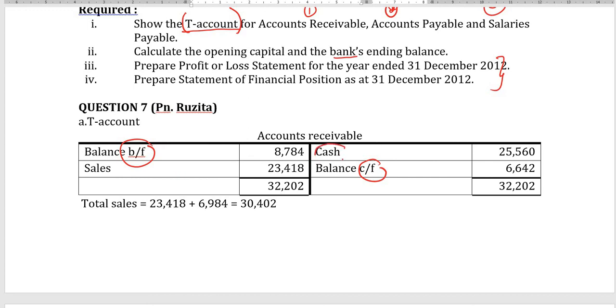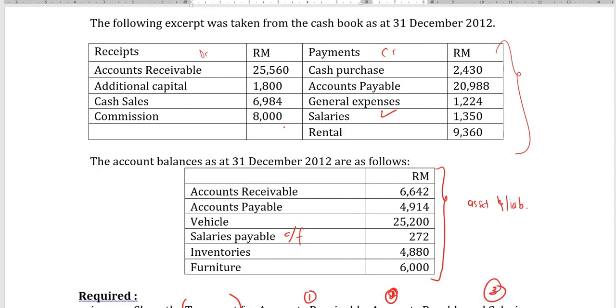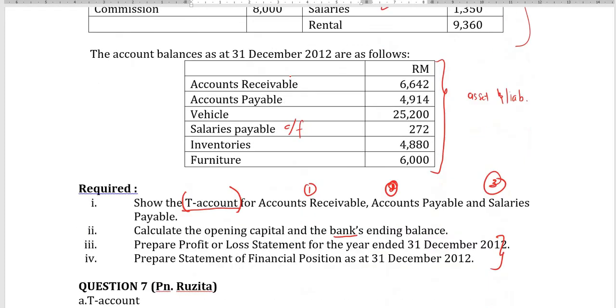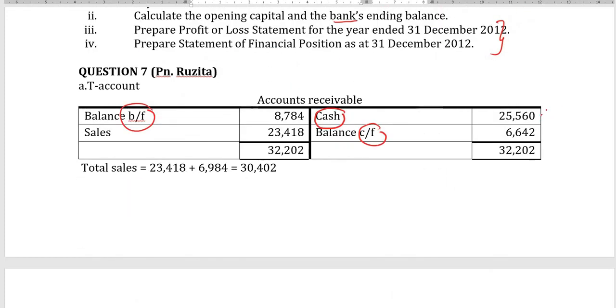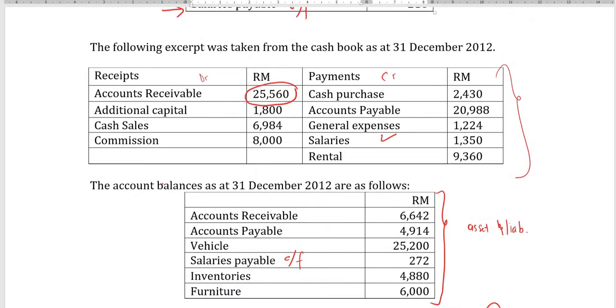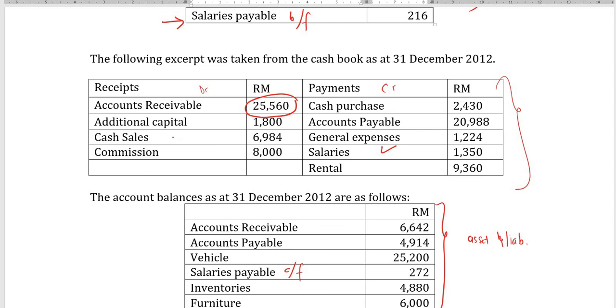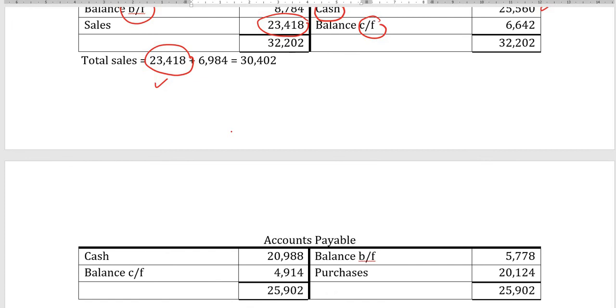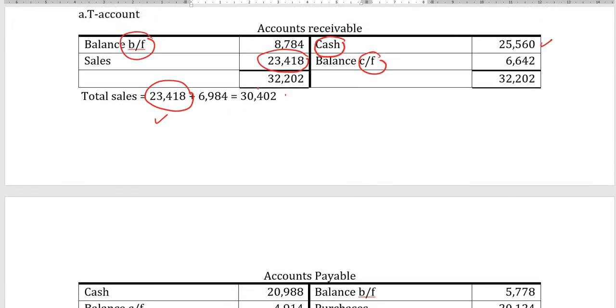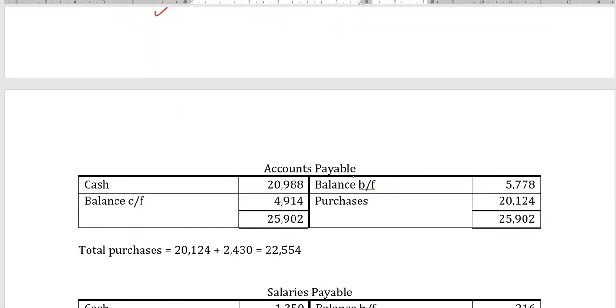So cash ni kita ambil daripada cash book here, 25,560. So kita letak sebelah credit here. So the amount that you need to find is 23,418. Okay, so ini ialah credit sales. And then your cash sales tengok dekat sini here, 69484. So plus cash sales, so kita dapat sales RM30,402.